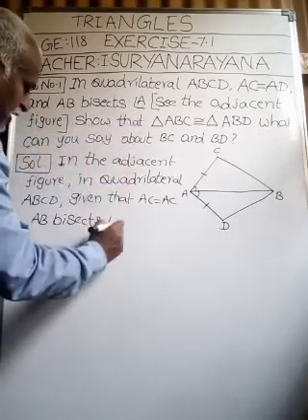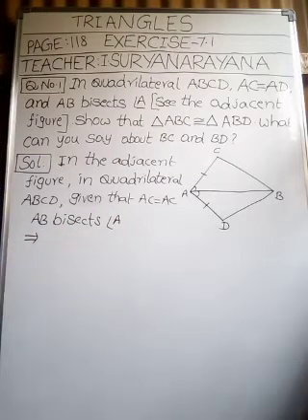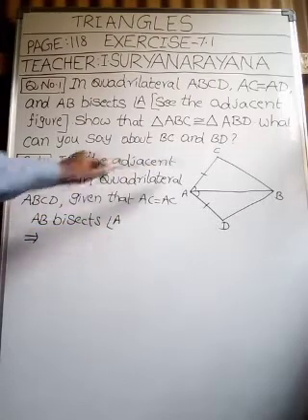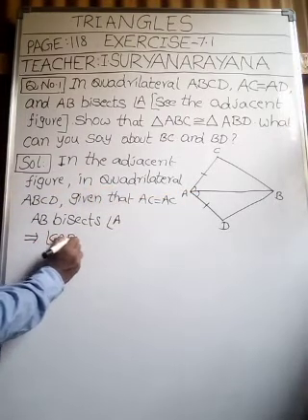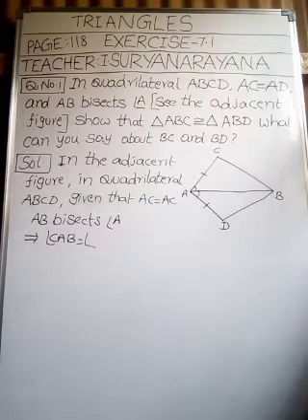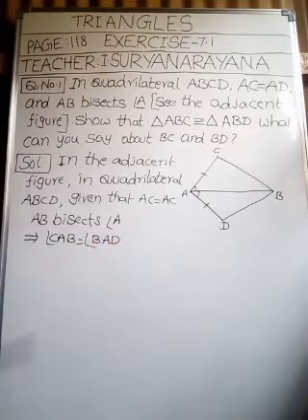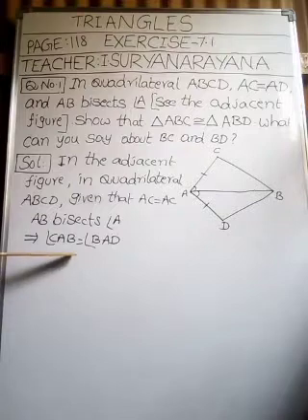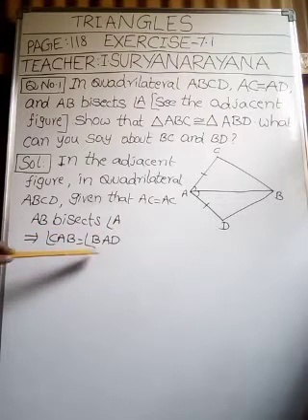AB bisects angle A. This is a hint for us. By using this hint, what can you say here? Angle CAB is equal to angle BAD. These two angles are equal. It is not given directly in the question. By using this hint, we wrote this step. Understood this step, my dear children?